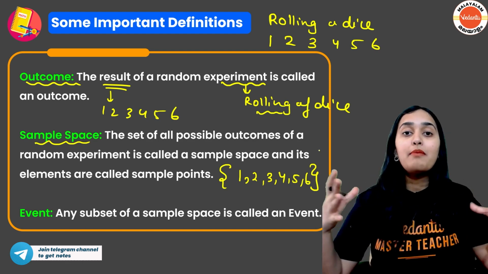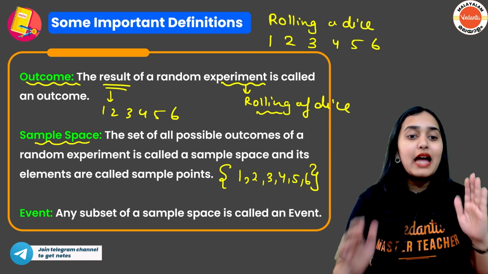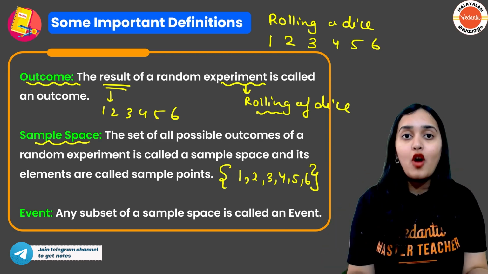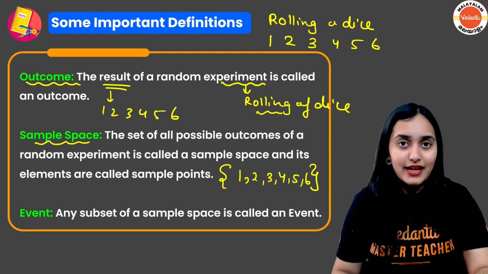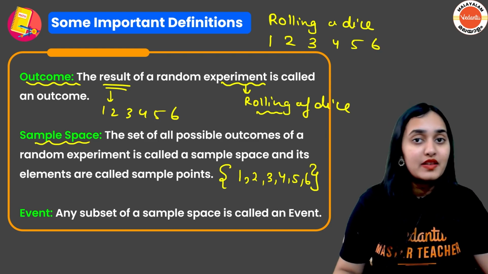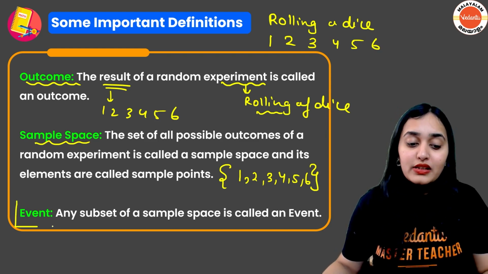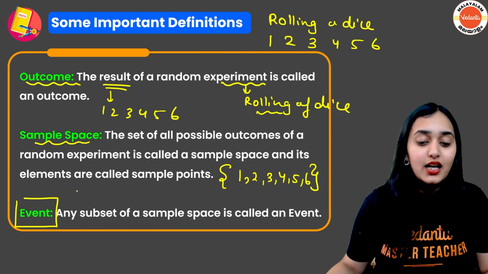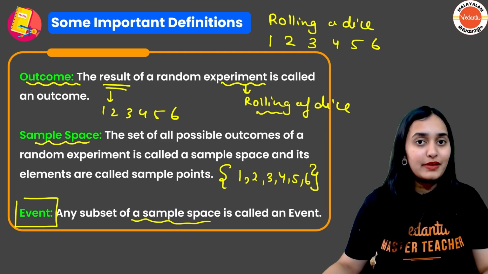When you talk about probability of happening of something, you should know that it will happen out of what? Like, if you want to know what is the chance of getting a 6 on a dice, so you should know what are the other possibilities, what are the total outcomes possible, right? So therefore we need the sample space. And lastly, the most important term is the event. Now, what is an event? Event is basically a subset of the sample space.